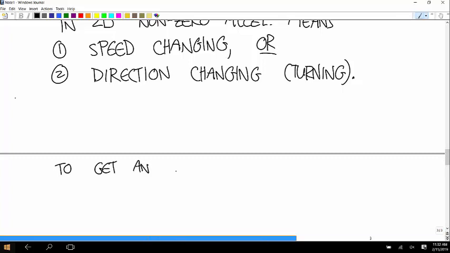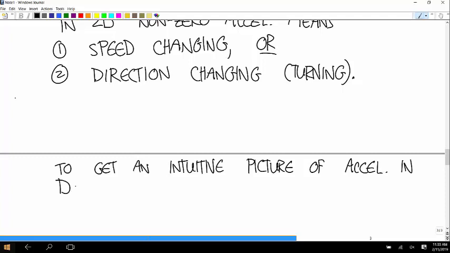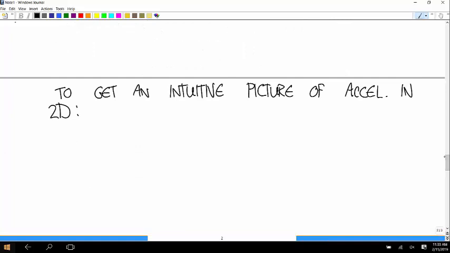To get an intuitive picture of acceleration in 2D, we're going to go through these steps. And this is basically what we were doing the whole time in lab on Friday. So what's the first one?